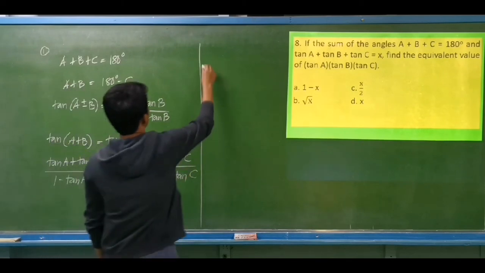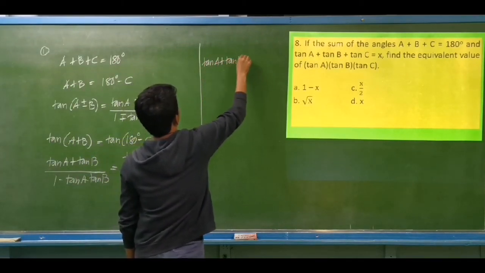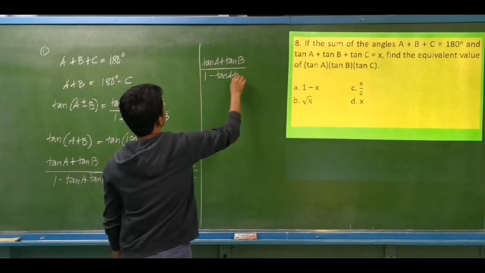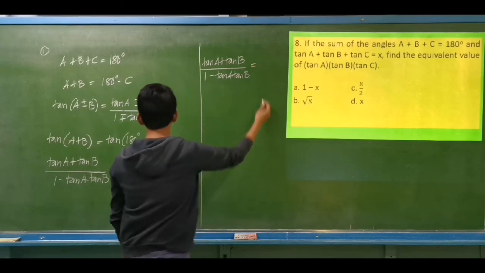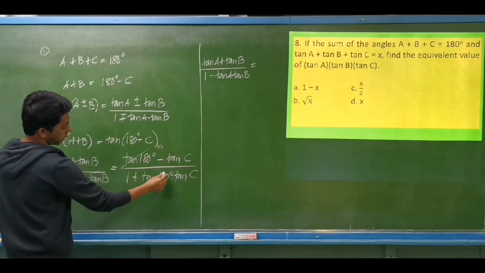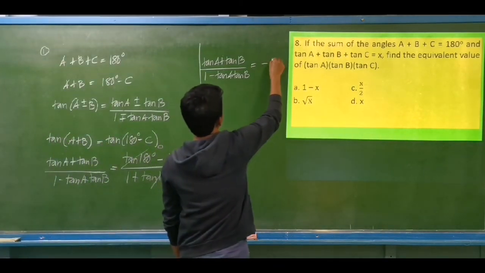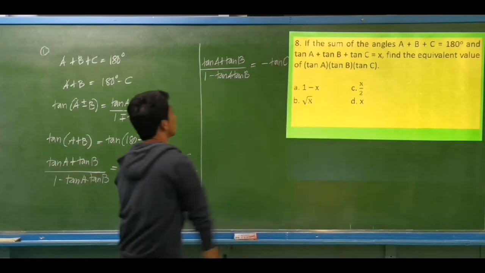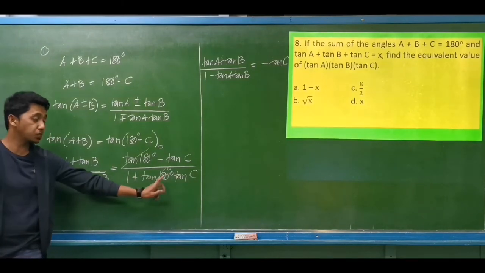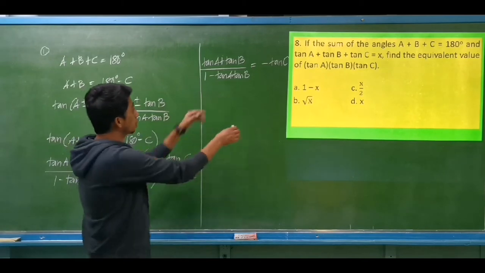we have now tangent of angle A plus the tangent of angle B divided by 1 minus tangent of A, tangent of B, equal to, ano equivalent ng tangent 180? This is actually 0. 180 is 0. So, ang maiiwan lang sa kabila is magiging negative tangent of C. Do you agree? 0 minus tangent of C divided by 1 plus 0. So, ang naiwan, negative tangent C. Then, we cross multiply.